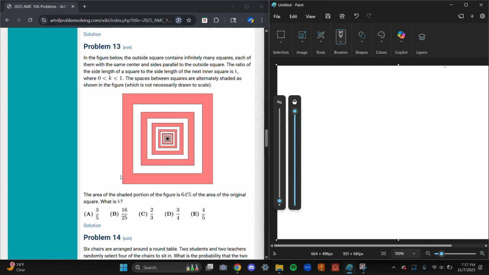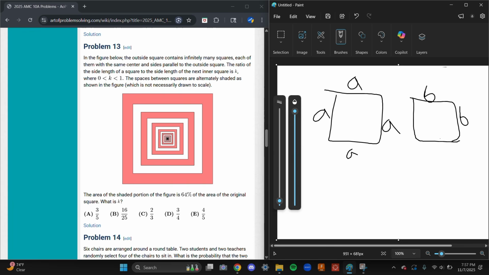Let's let the outside square's side length be A. Let this first square have a side length of A. Let this little square right inside of it, the second outermost square, have side length B. Okay, so now let's let A over B equal some ratio R. Well, this is going to be a number greater than 1. What is K? K is going to be equal to 1 over R, right? Because K is going to be in between 0 and 1. I don't know why, I just decided to use R instead of K. But you could also use K by saying B over A equals K. But I just did it that way, right?